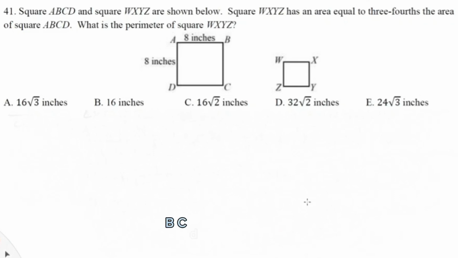Square ABCD and square WXYZ are shown below. Square WXYZ has an area equal to 3/4 the area of square ABCD. What is the perimeter of WXYZ?